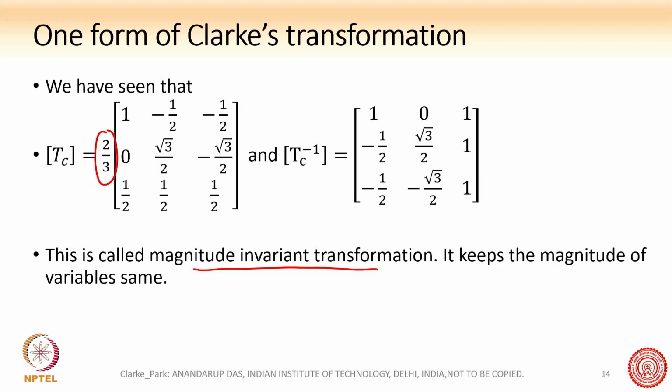For example, if IA, IB, IC are given as Im sin omega t, and Im sin(omega t minus 2 pi by 3) and so on, then when you transform it into alpha beta, the I alpha will also have the peak Im in case of balanced systems. This is because of this 2/3 factor, so the magnitude or amplitude of the variable remains the same.